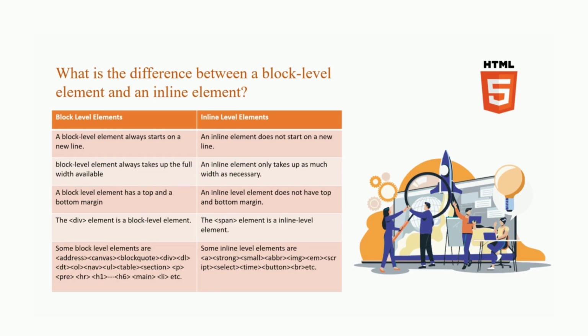Some block level elements are address, canvas, blockquote, div, DL, DT, OL, nav, UL, table, section, P, pre, HR, headings from H1 to H6, main, li, etc. Whereas some inline level elements are A, which is also known as the anchor tag, strong, small, abbreviation, img, em, script, select, time, button, br, etc.